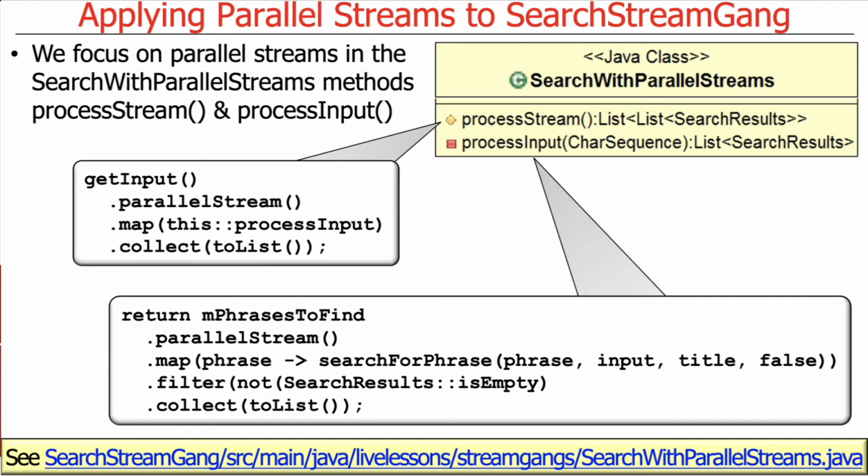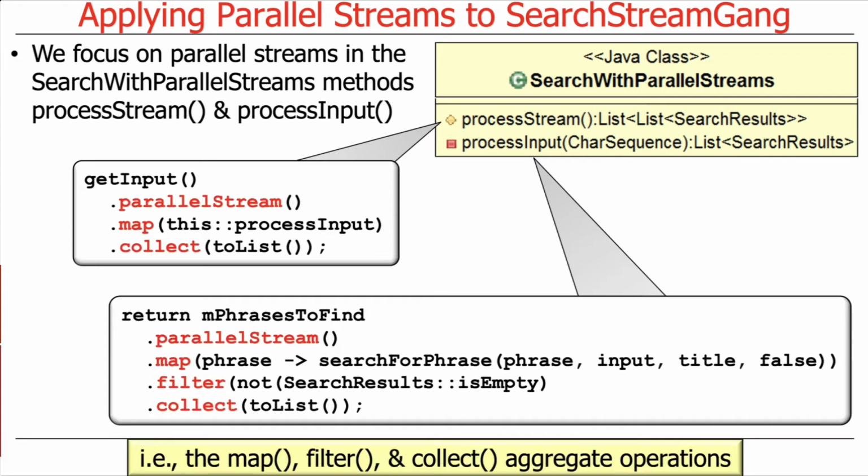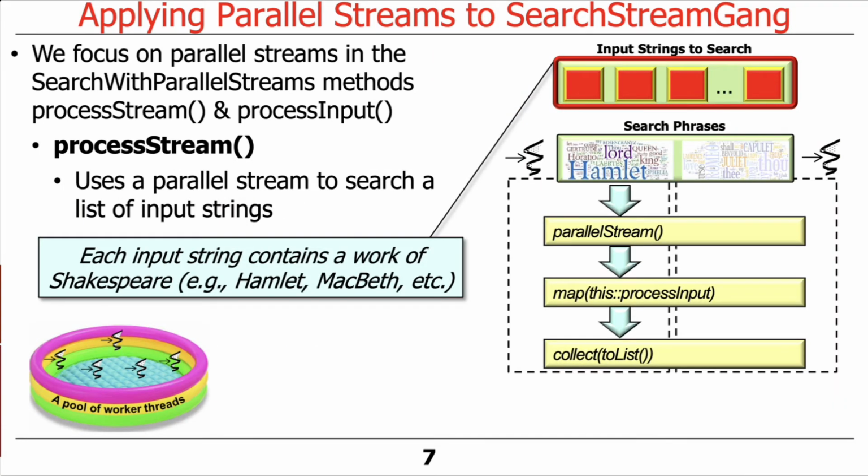So here's process stream. You can see it's got a couple of methods in it. Some of these should look familiar by now, like map. And then process input, likewise, has a couple of operations that you should be familiar with, like filter and collect and so on. So what do these methods do? Well, let's start with process stream.